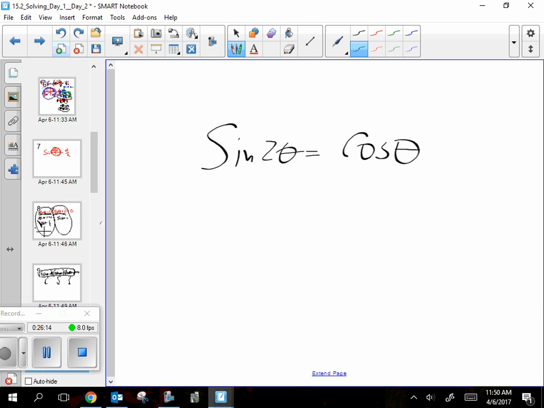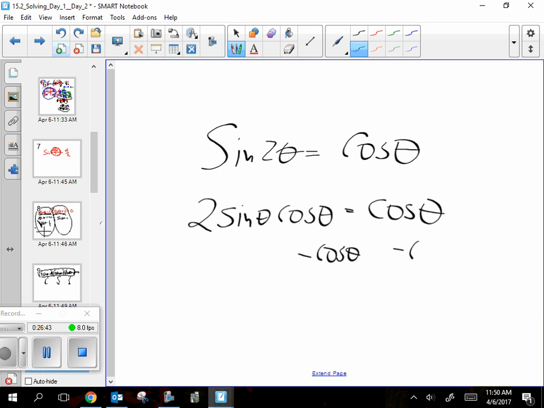Who can tell me something they know? Because it's just like, oh, I remember this one. You know something? What? Sine 2 theta is 2 sine cosine. Awesome. Good start. Now what? We want to get this so we can factor it and set it equal to 0. Remember? It sets a parentheses equaling 0. What? Subtract cosine from both sides. Why is that good? Because now the right side just has 0.